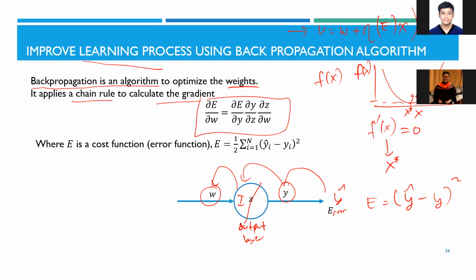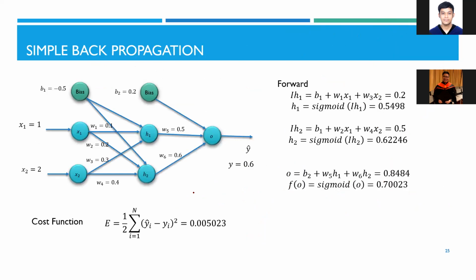So only for the input layer, to get the best value of the weights here, we have to do the chain rule from E to Y, Y to Z, which is the input, and then from Z to the W. Let's try an example.